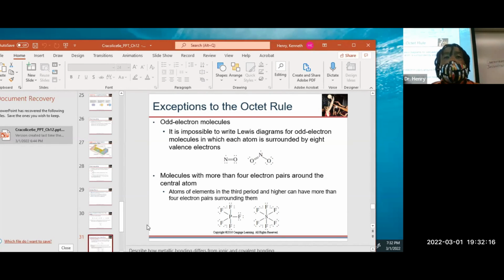Some of them we know why it does that, right? So this will be a reason why. For instance, the octet rule. We want to try to obey the octet rule if we can. But these are going to be exceptions to the octet rule. These are known exceptions to the octet rule. One exception is when we have an odd number of total valence electrons. So for instance, if we have nitrogen monoxide, nitrogen has how many valence electrons? It has 5. And oxygen has how many valence electrons?